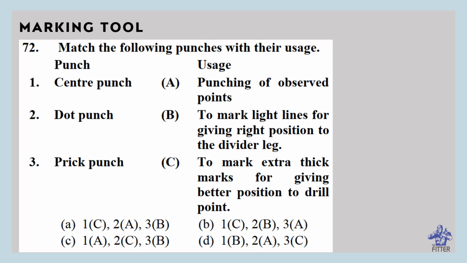Match the following. Center punch, to make extra thick marks for giving a better position to the drill. That is C. Dot punch, that is punching of observed points. That is here. And prick punch, to make light lines for giving the right position to the divider leg. That is option B. So C, A, B, option A.